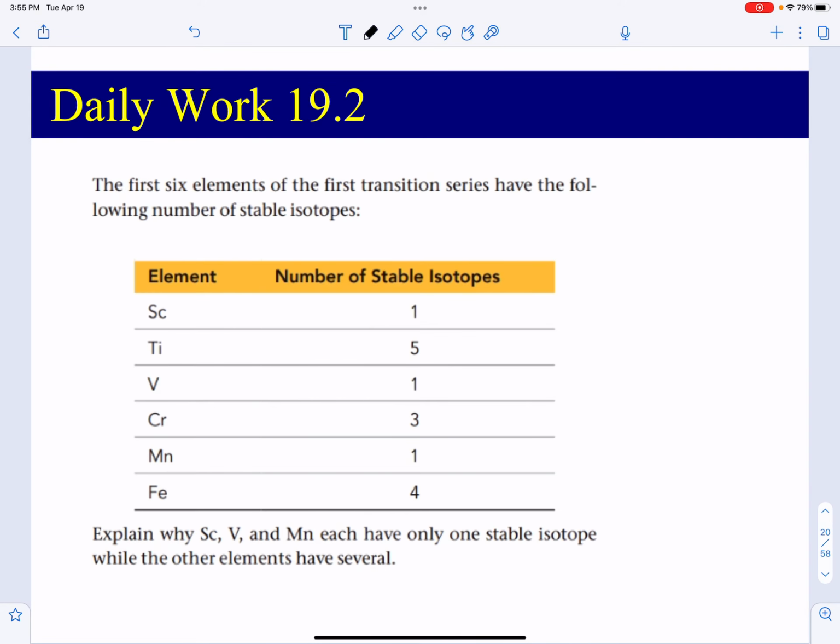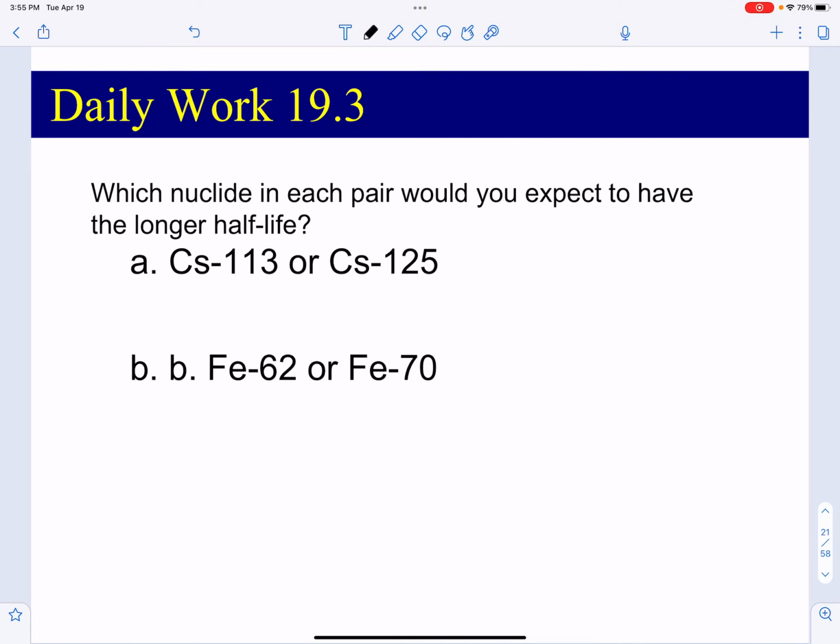So with that in mind, go ahead and do that daily work. And once you do that, do this one. This one is talking about half-life, but it's not asking you to do any calculations. Which one will have the longer half-life? What does having a longer half-life mean in terms of stability? Then you can use the rules to answer that question.